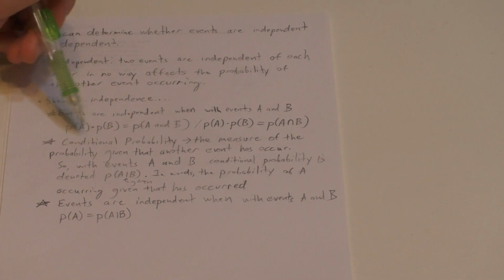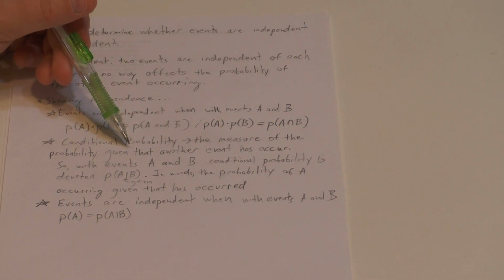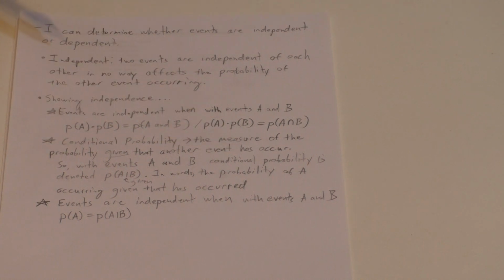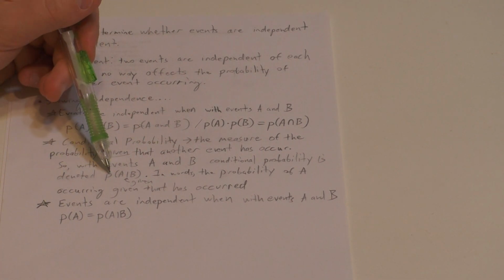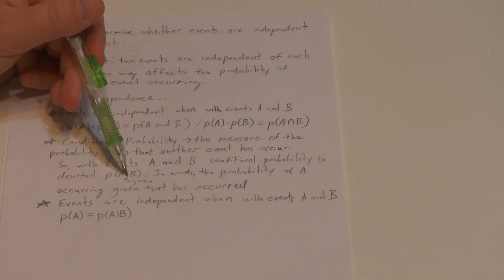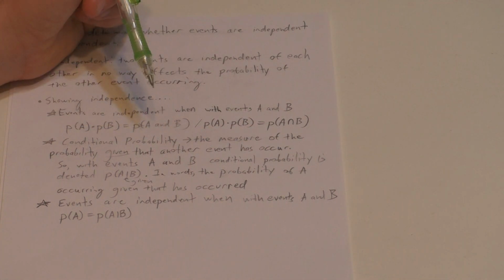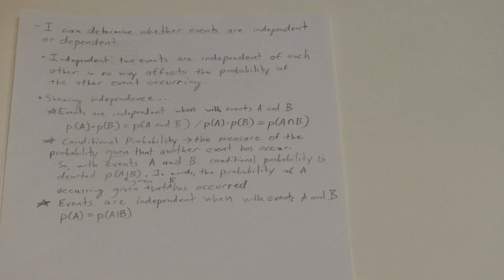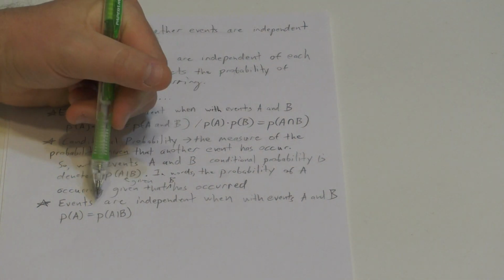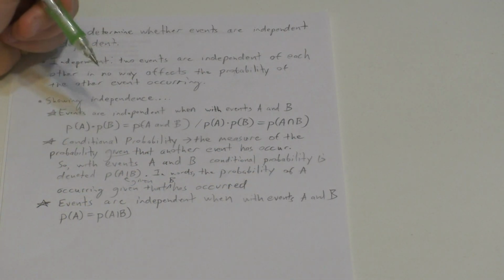The next way to show independence is using something called conditional probability. We'll talk about this in more detail in the next video, but I'll give you the basic definition here. It's the measure of probability given that another event has occurred. So if an event has occurred, what's the probability of this event happening? With events A and B, conditional probability is denoted probability of A, then this little line that just means "given B." In other words, the probability of A occurring given that B has occurred. So events are independent when the probability of A equals the probability of A given B.